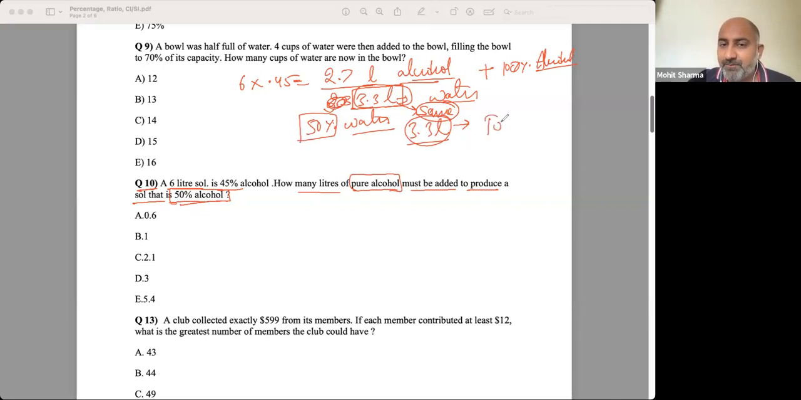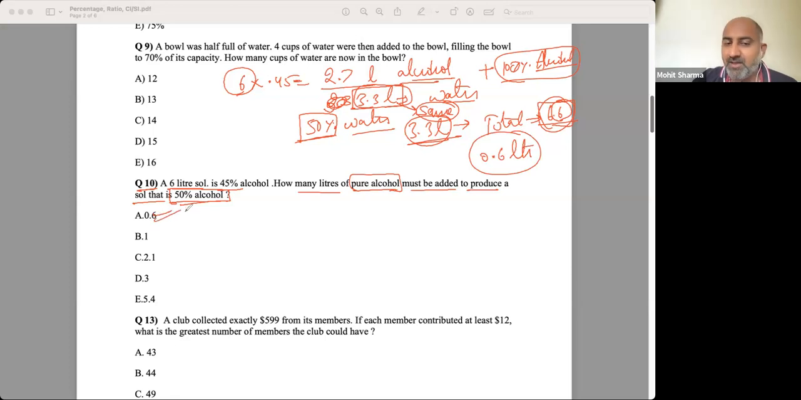That means the total volume of the solution would be 6.6 liters, because 3.3 is 50%, 100% would be 6.6. It was already 6 liters. Something was added. So that something must be the 0.6 liter. So we're adding 0.6 liter of pure alcohol to make the solution. Okay, that's how you figure it out.